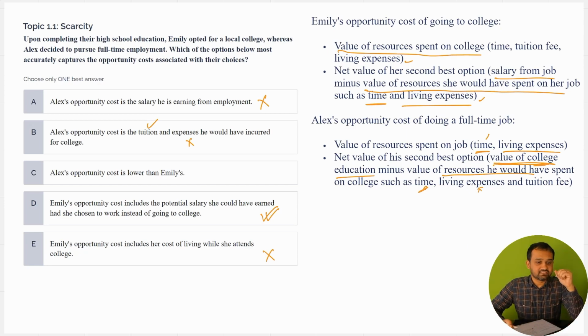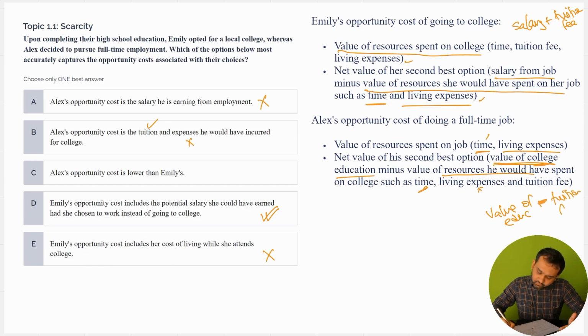And C, Alex's opportunity cost is lower than Emily's. Well, for Emily, her opportunity cost, as we realized after crossing everything out, was simply the salary and the tuition fee she was spending. And for Alex, it would be the value of education, the college degree, minus the tuition fee. The thing is, we don't really know the values here, right? So we cannot compare Alex's opportunity cost to Emily's, because what is this value of education? We don't know. What is the salary that Emily could have earned? We don't know. So therefore, you cannot say C is the right answer. So we are left with D being the correct one. I hope this clarified what opportunity cost really is.